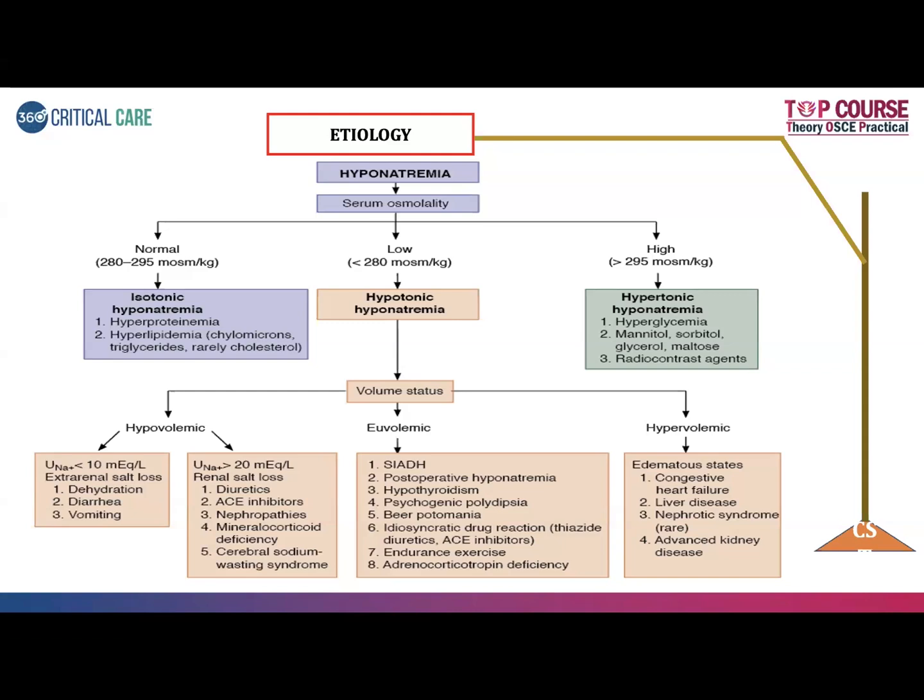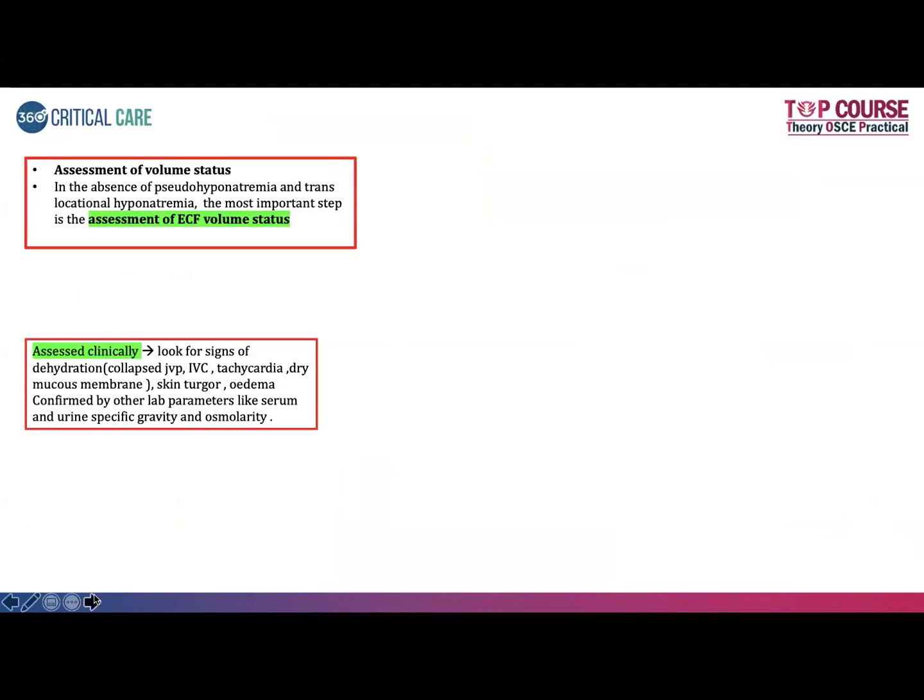Euvolemic when there is SIADH, postoperative hyponatremia, generally hypothyroidism, SIADH, and adrenocorticotropin deficiency. So these are the causes mainly. Beer potomania and all these are the causes for euvolemic hyponatremia. So in hypervolemic, there are three main causes: congestive cardiac failure, liver disease, nephrotic syndrome, and sometimes in advanced renal failure.